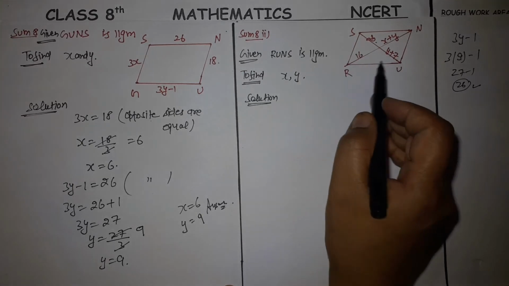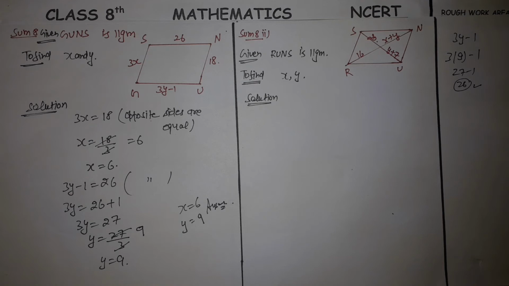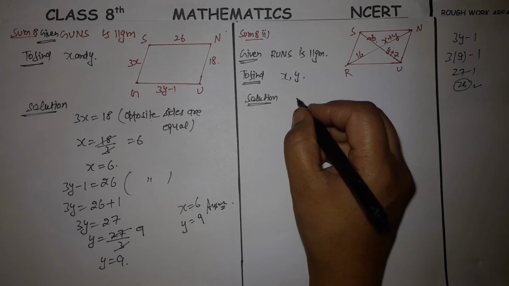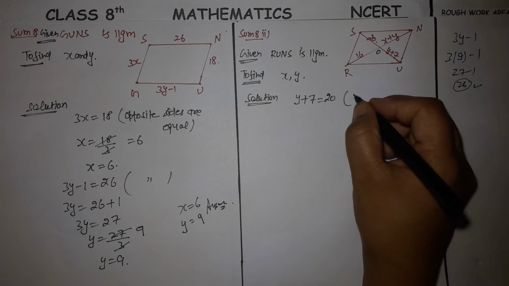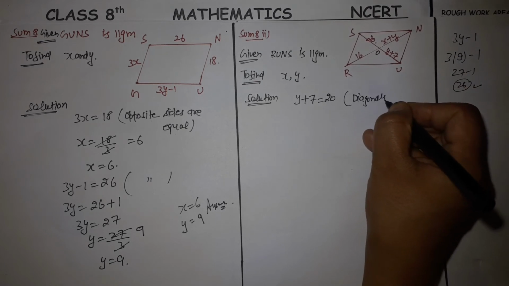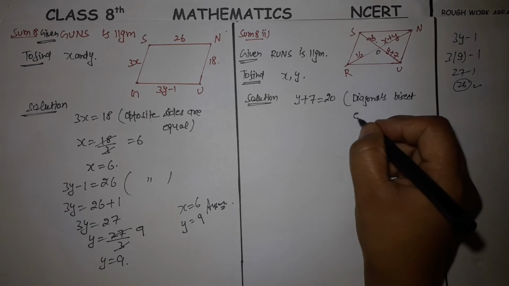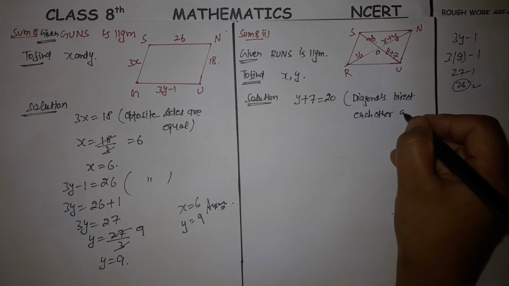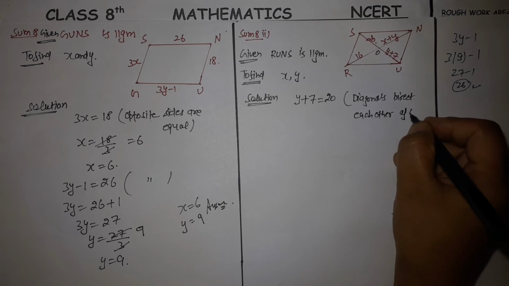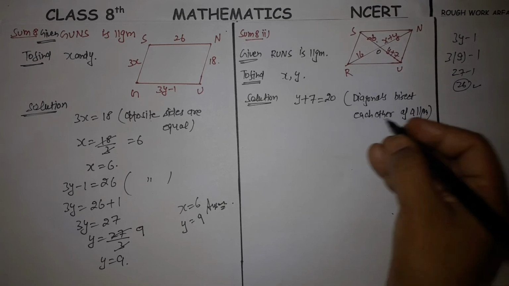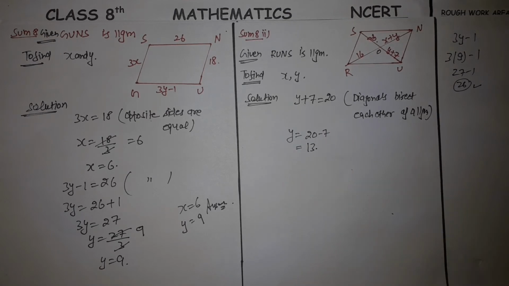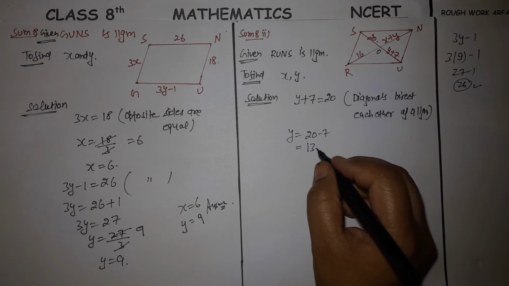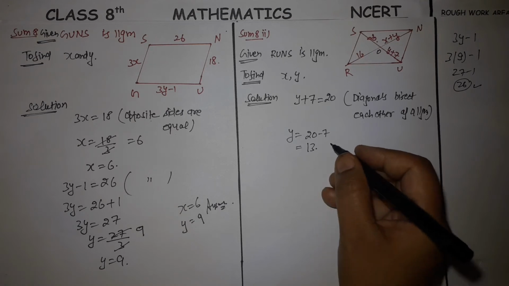Solution. We know that SU and RN are the diagonals of the parallelogram and they bisect each other. Then y plus z is equal to 20. Reason: diagonals bisect each other of a parallelogram. Then y is 13. If the unit is not mentioned, then you will use 13 units here.